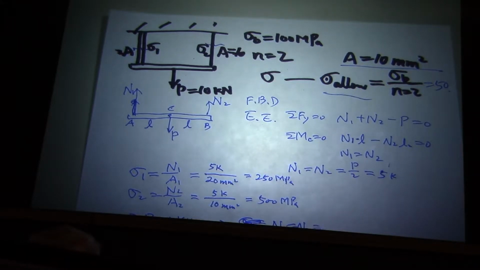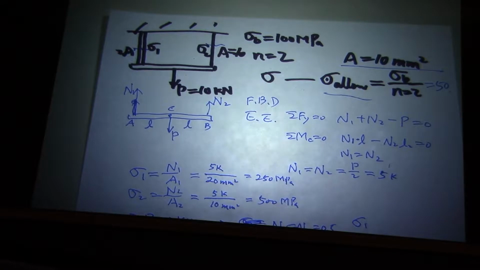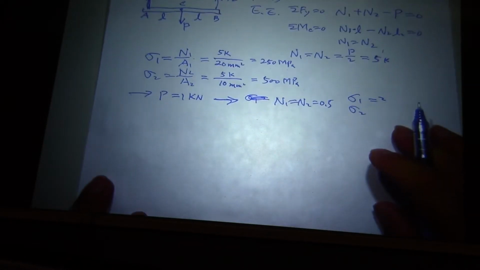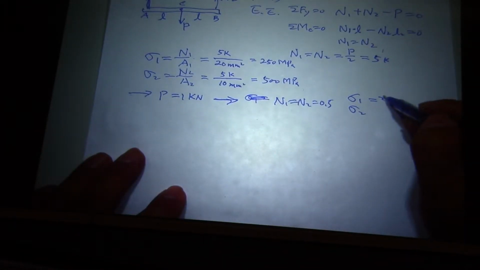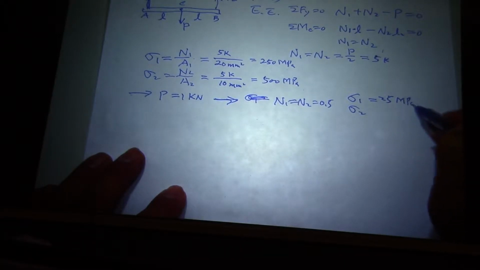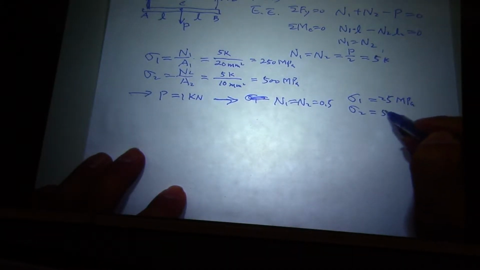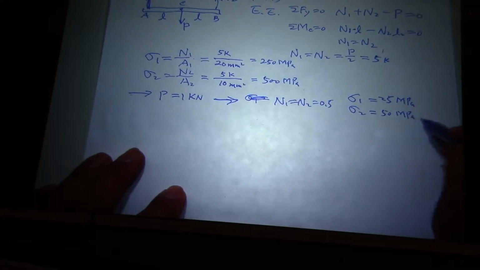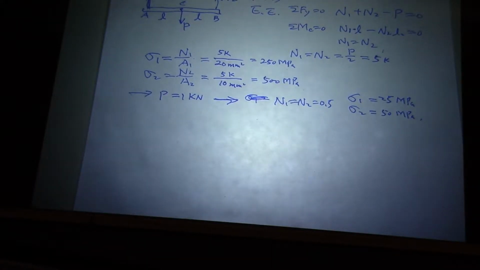Equals N2. I can't see what you're doing, doctor. Right? Okay, now then sigma 1, sigma 2. What's the sigma 1? You cannot see what you're writing. Oh, sorry. Okay, so here. So sigma 1 will be equals to 25 megapascal. And sigma 2 will equal to 50 megapascal. Right? Because I shrink everything 10 times.